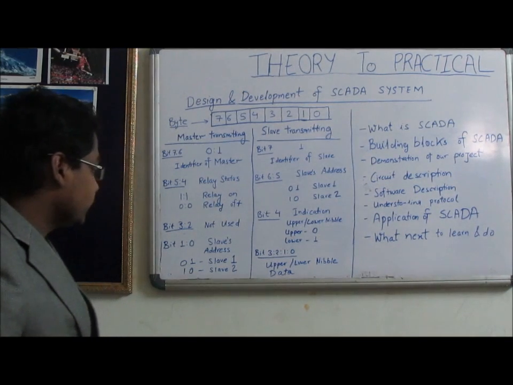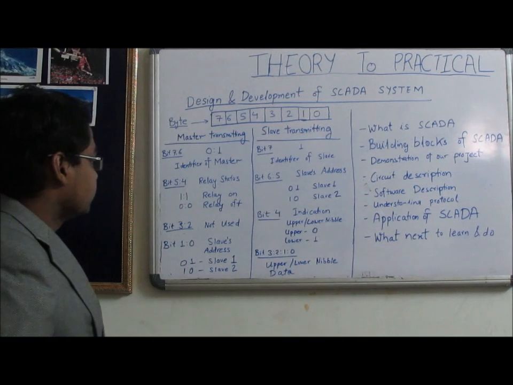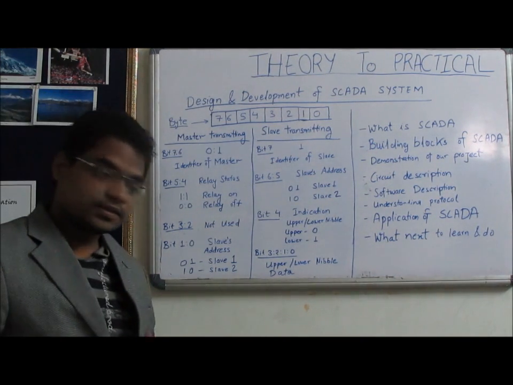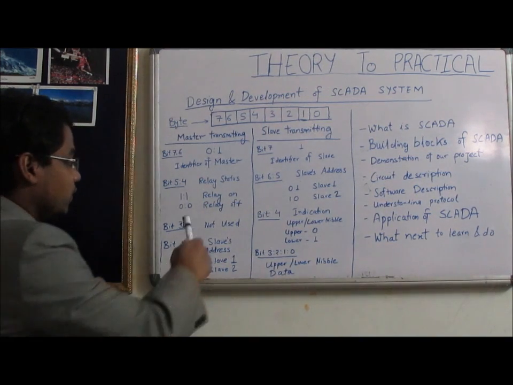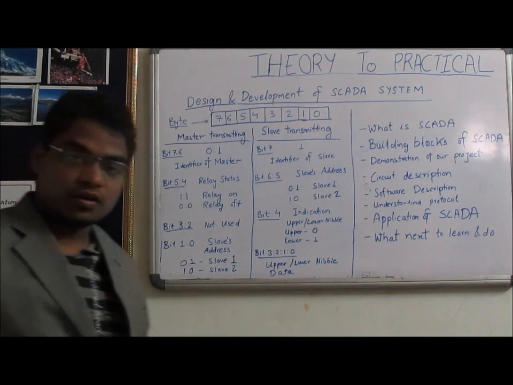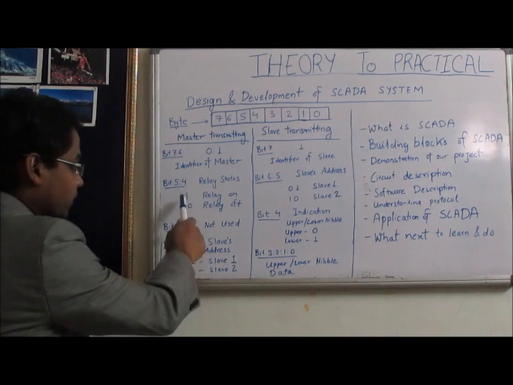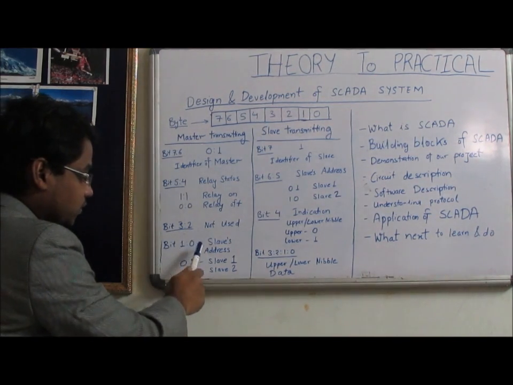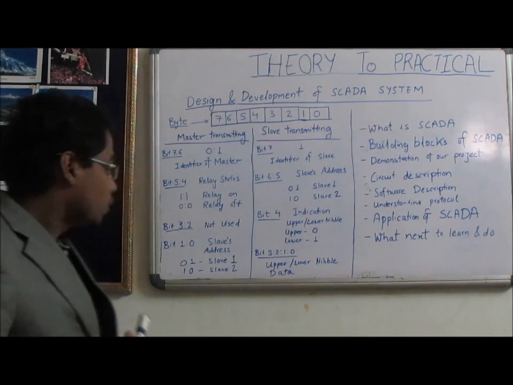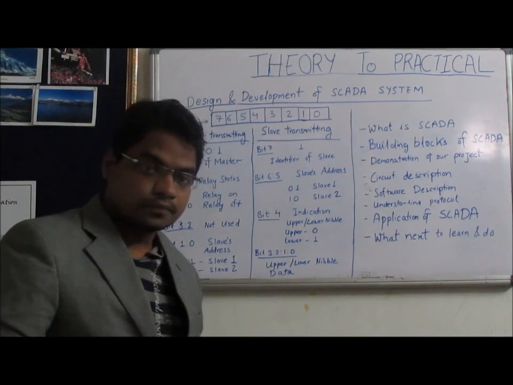Now come to bit 3 and 2. These are not used in our communication. Then come to bit 5 and bit 4. They represent relay status. If it is 1 1, then relay is on, and if it is 0 0, then relay is off. Suppose, for example, master sets here 1 1, and at bit 1 and bit 0 it sets 1 0. That means it wants the relay of slave 2 to be on.